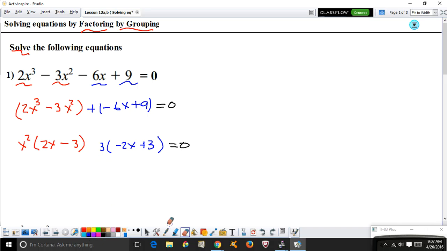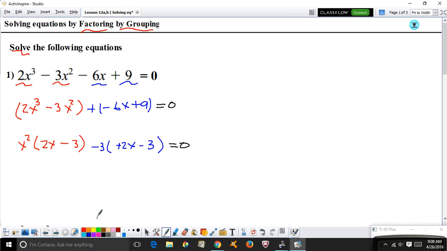Because if I factor out a negative 3, I see that this becomes a plus, and I see that this becomes a minus. So now the parentheses are exactly equal to each other: 2x minus 3 on the red group, 2x minus 3 on the blue group. So this is my objective. Now I have them the same.